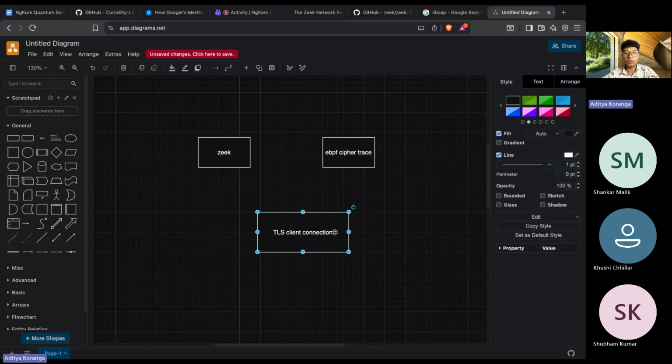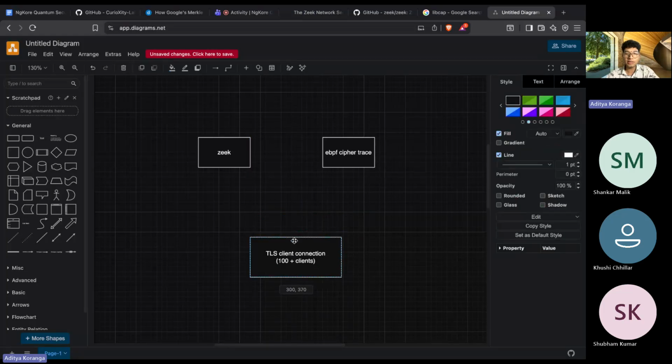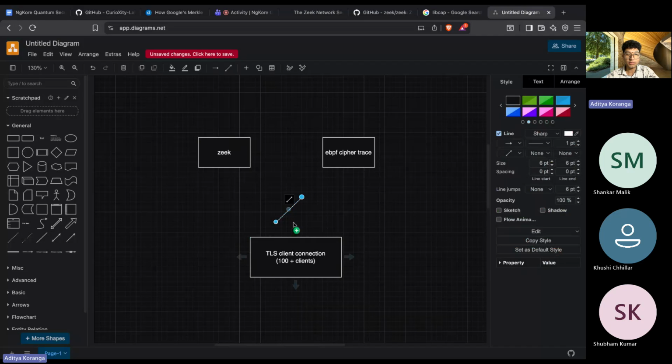Our goal is to have at least 100 plus clients. I don't know if we can manage to find a VM that can run this much capability. If 100 plus clients does not work, then maybe around 50. And these 100 plus clients will then... Yes, let's do this.